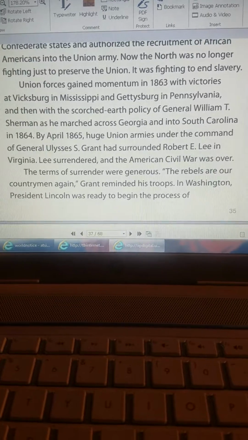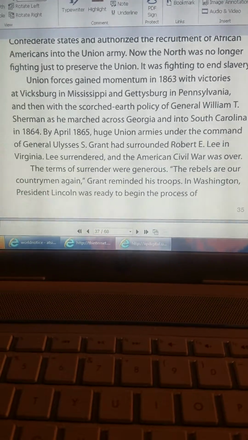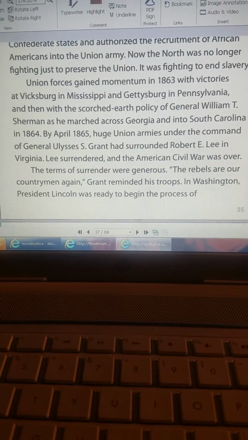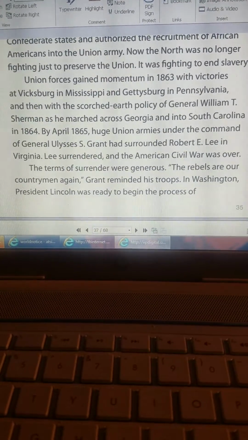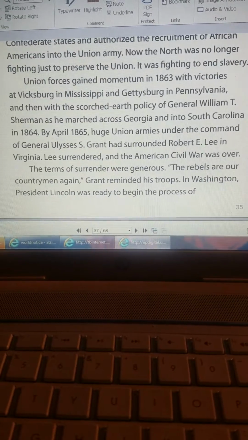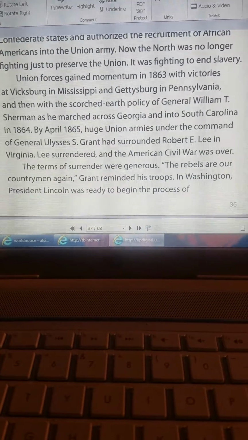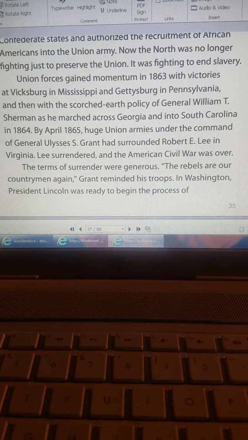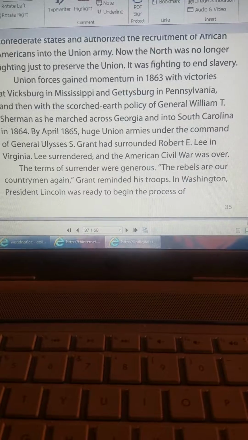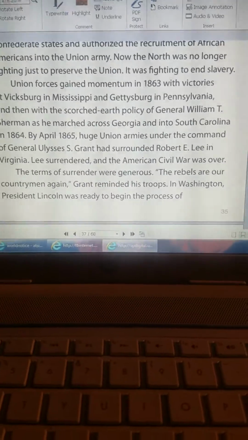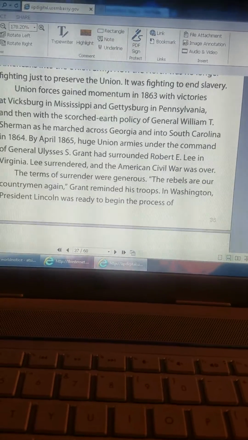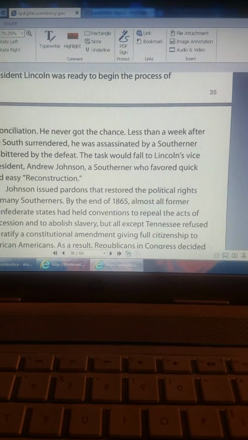By April 1865, huge Union armies under the command of General Ulysses S. Grant had surrounded Robert E. Lee in Virginia. Lee surrendered and the American Civil War was over. The terms of surrender were generous. The rebels are our countrymen again, Grant reminded his troops. In Washington, President Lincoln was ready to begin the process of reconciliation.